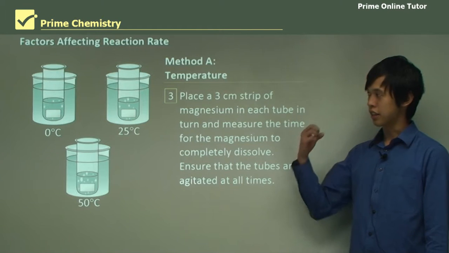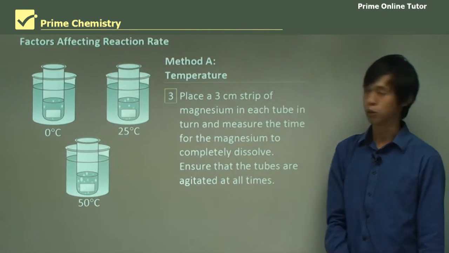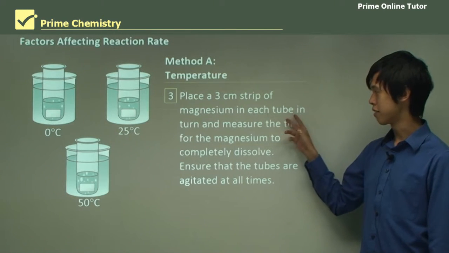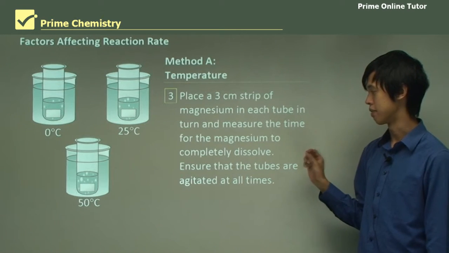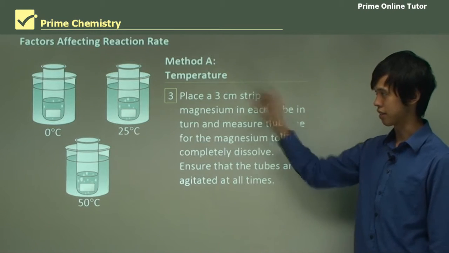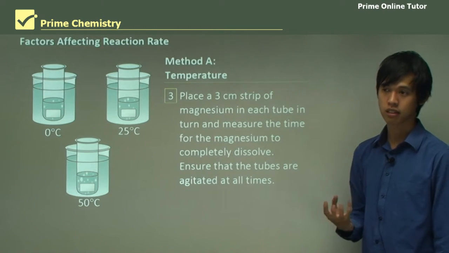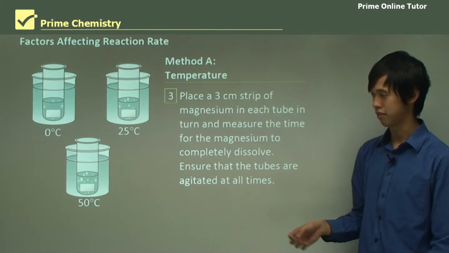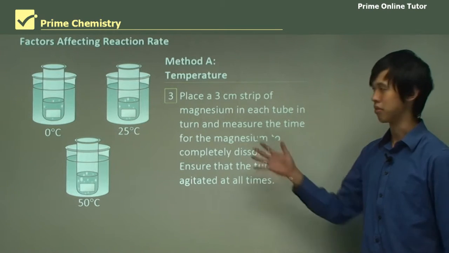So once you've got the hydrochloric acid in the test tube and the test tube inside the water, you place a 3 centimeter strip of magnesium in each tube and measure the time for the magnesium to completely dissolve. You could probably do them one at a time as long as the temperature of the water stays constant. So if you can manage to keep the water at constant temperature, you can probably do this one at a time. If not, you have to organize some kind of multiple timing mechanism.